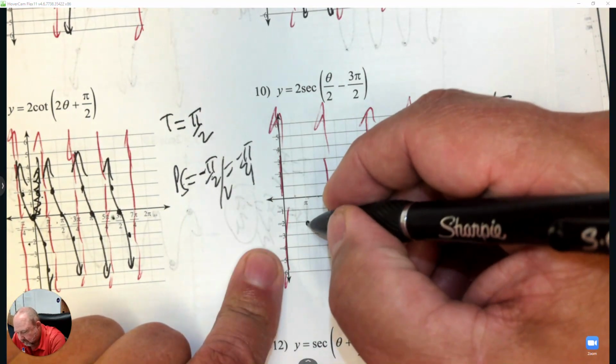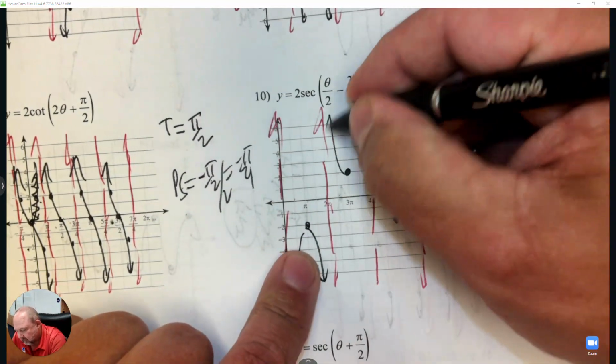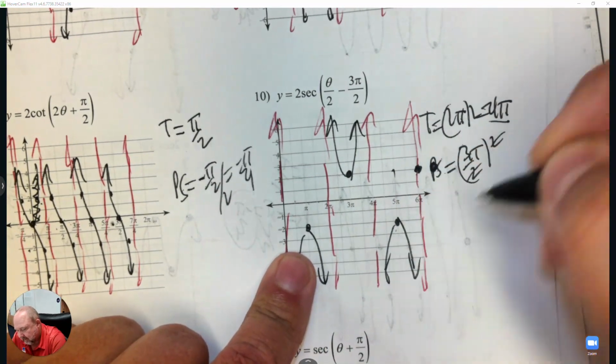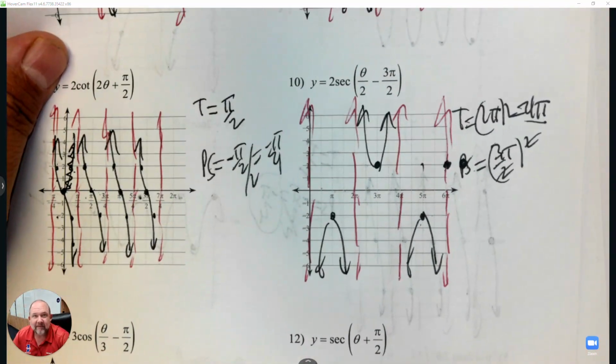Again, 2 and negative 2. The ones below fold down and the ones above fold up. And you have your graph.